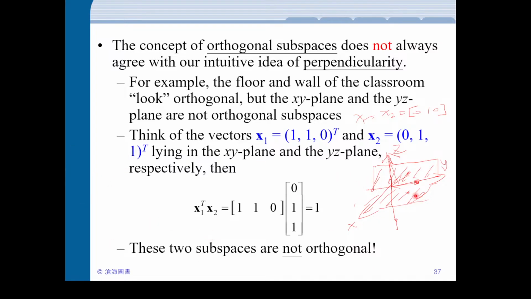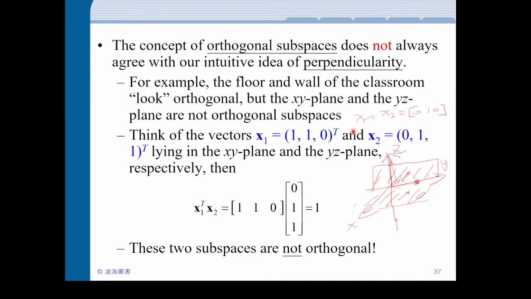And we have two counterexamples. The easier counterexample to see is this. We can have a vector that's in both the xy plane and the yz plane. That's this vector on the y-axis. The vector 0, 1, 0 is both in the xy plane and in the yz plane, but this vector is not orthogonal to itself.